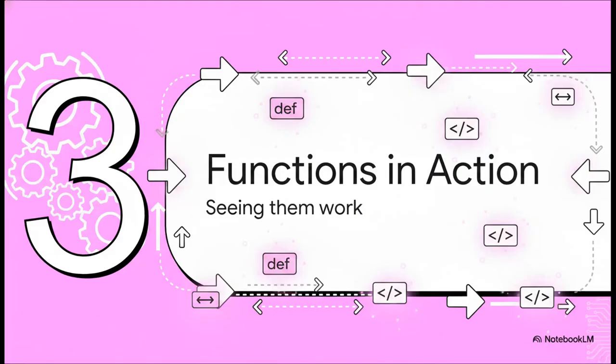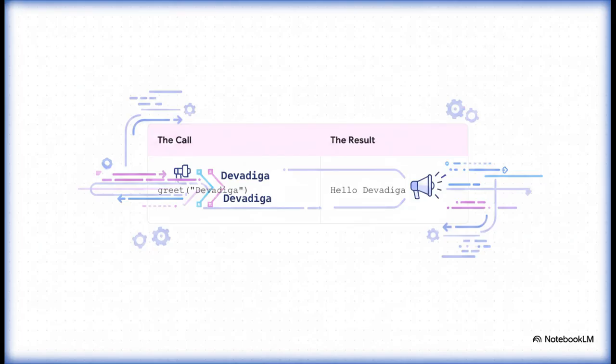All right, enough with the rulebook. Let's see how these things actually work. This is where the magic happens. So remember those parentheses? Well, they're not just for decoration. They're how we pass data into our function. We call that data a parameter. In this example, we're calling our greet function and we're handing it the name Devadaga. The function takes that name and uses it to create a custom message. This is what makes functions so powerful. You write the logic once and you can use it with all sorts of different data.